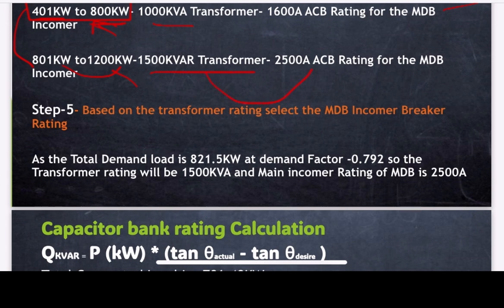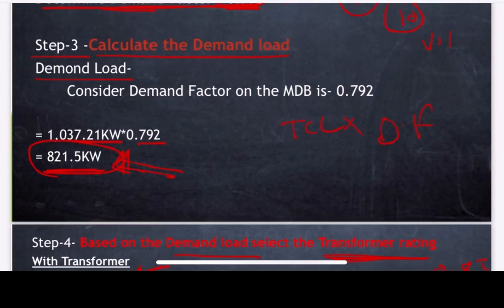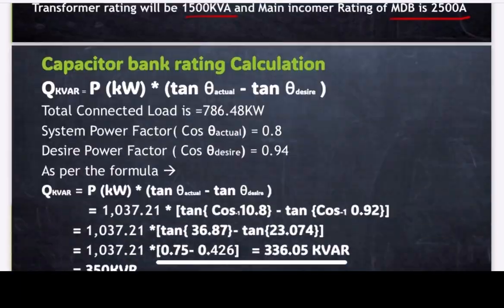Based on the transformer rating, we have to select the breaker rating of MDB, that is, as per DEWA regulation, it is 2500 ampere. So we selected as per the total demand load, that is 821.5 kilowatt at demand factor 0.79. The transformer rating is 1500 kVA and the incomer rating of MDB is 2500 ampere.